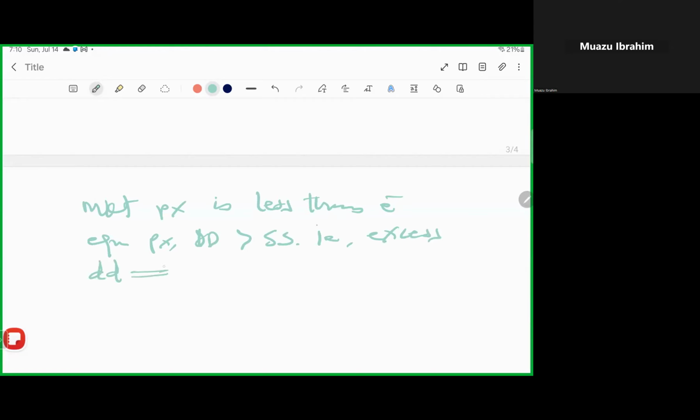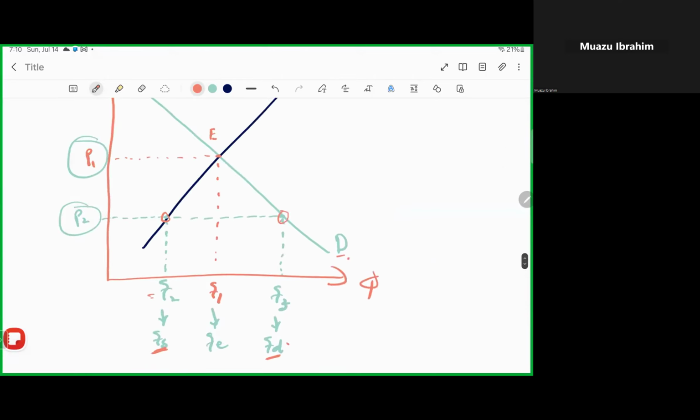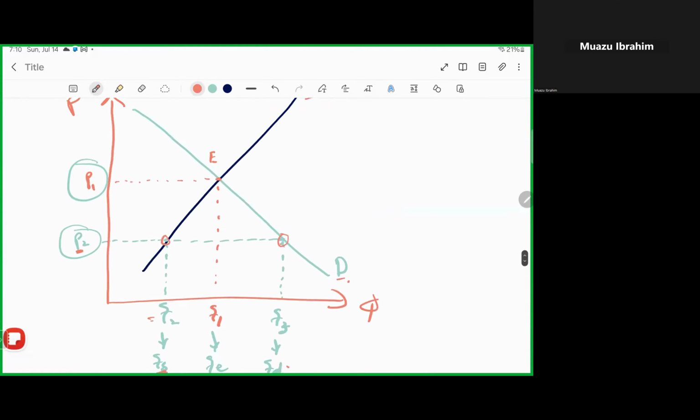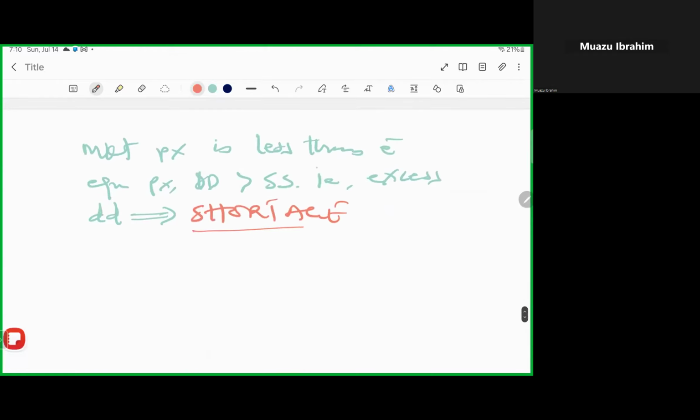And by having excess demand, it means there will be the existence of shortage in the market. So as you can see, demand is far more than supply. In this particular case, at P2, there is disequilibrium, and that disequilibrium specifically is shortage. So you may want to quantify that amount of shortage in the market.